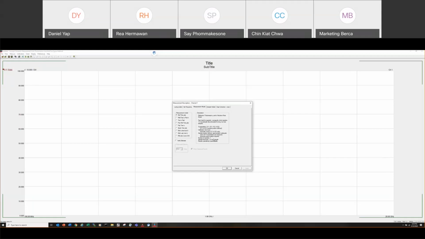Okay. So it can be done to measure both mu and epsilon using the software. Yeah, right. Okay.